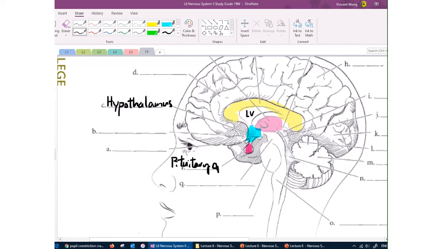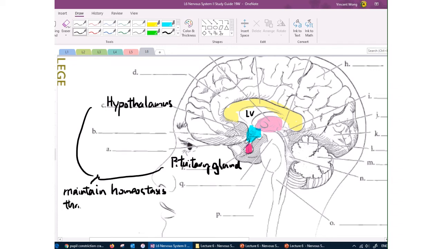Pituitary gland. So together, the hypothalamus and the pituitary gland will maintain homeostasis through hormones. Okay.